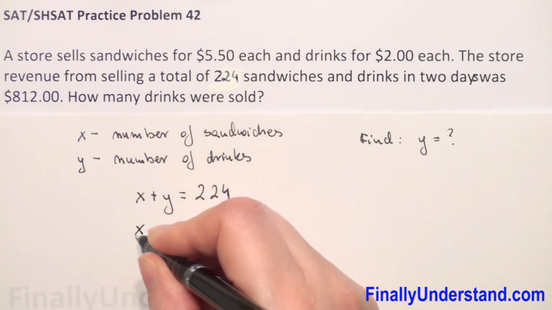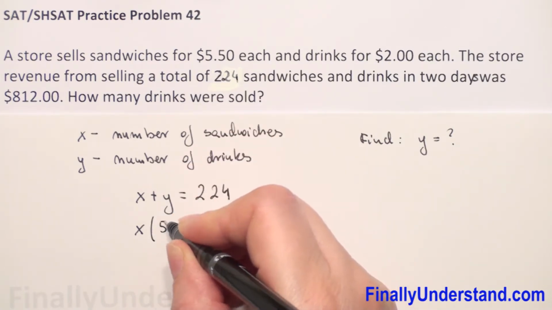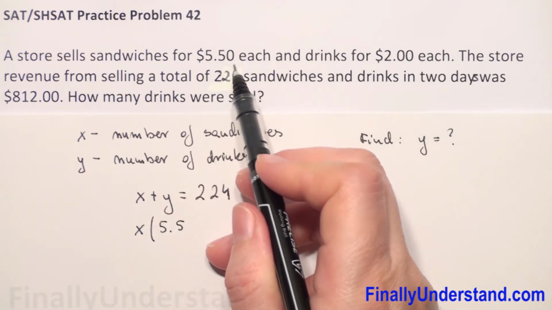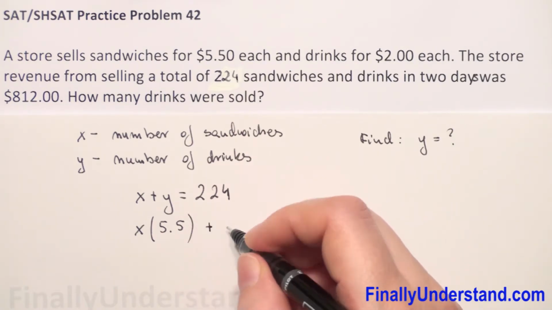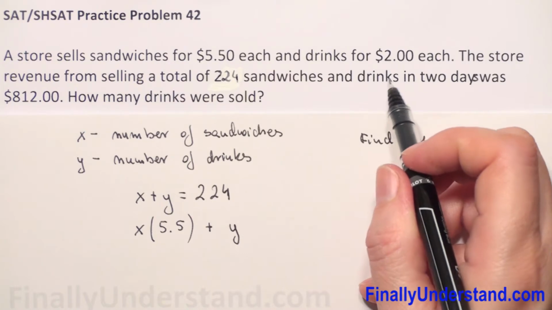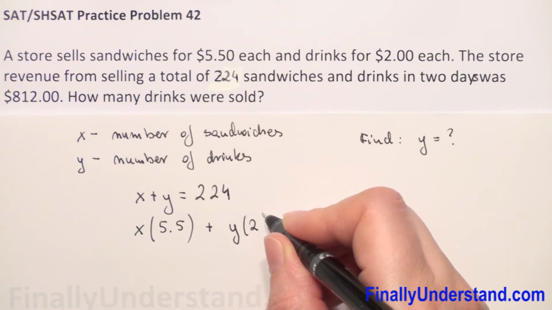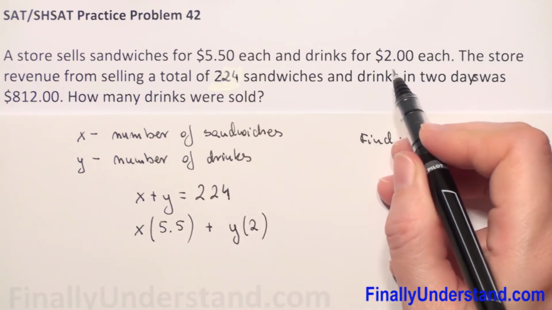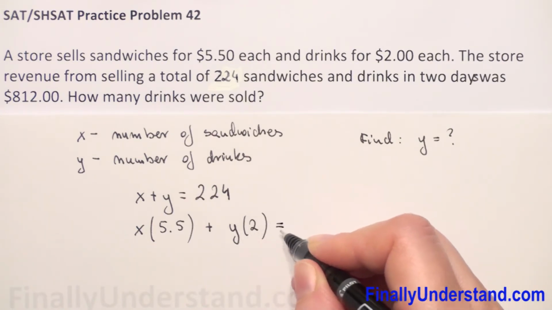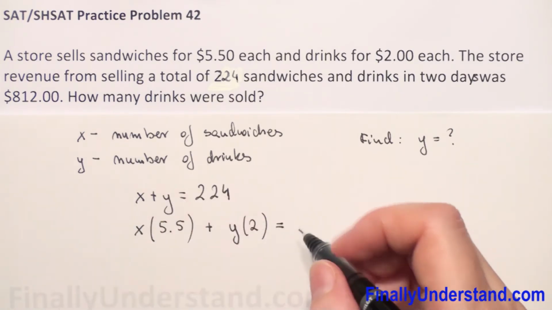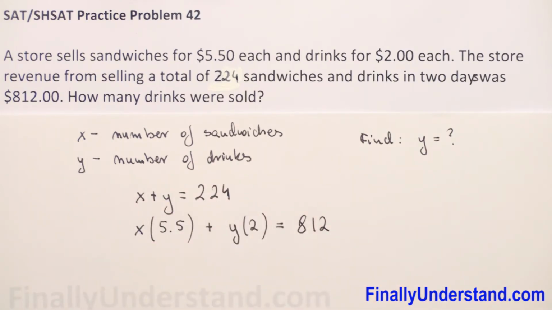So the number of sandwiches times the price, so this is 5.5. We don't need to write the 0 at the end because it doesn't change the value of our number. And we have the number of drinks times the price. The price of a drink is $2, so times 2, and again we don't need to write the zeros at the end after the decimal point. It doesn't change the value of our number. This is equal, and the total revenue was 812.